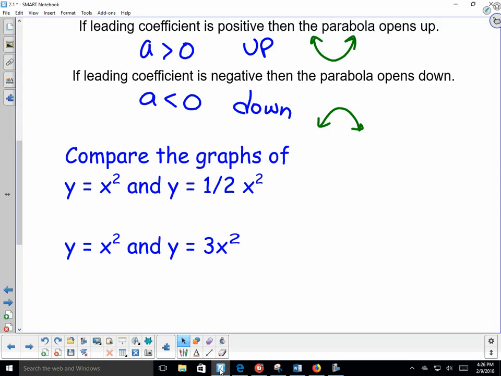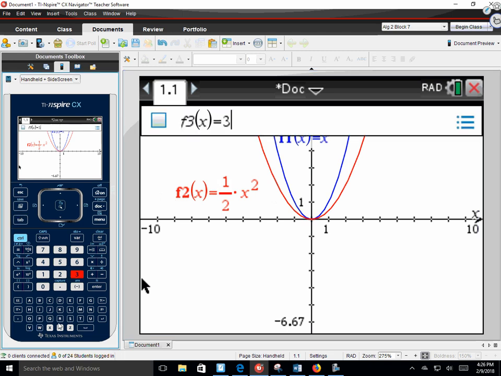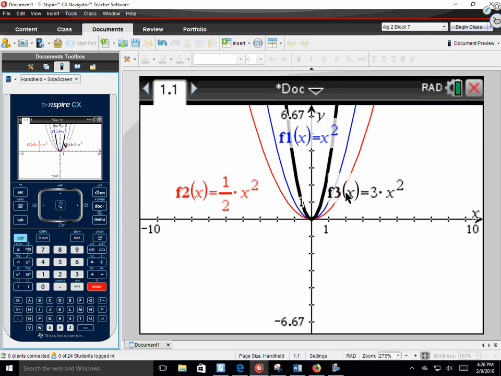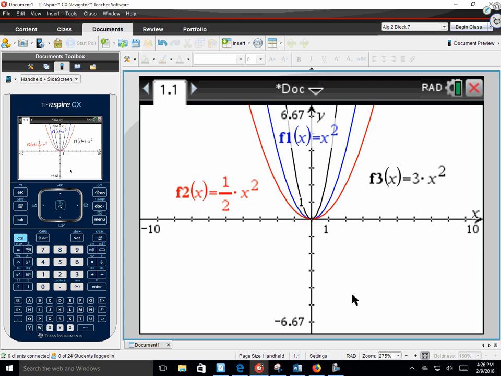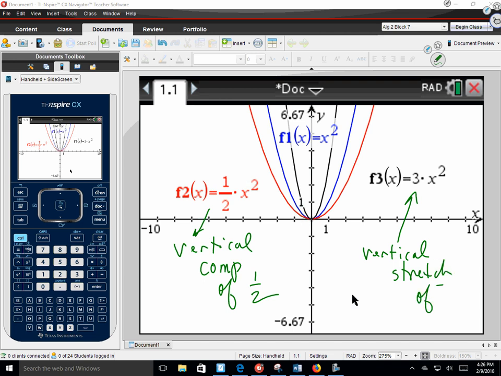All right, what about x squared and 3x squared? Well, if I add 3x squared to the same graph, and I look at that graph, it is much narrower, and that's because the 3x squared has been vertically stretched. So this one is an example of a vertical compression of 1/2, and this one is an example of a vertical stretch of 3.